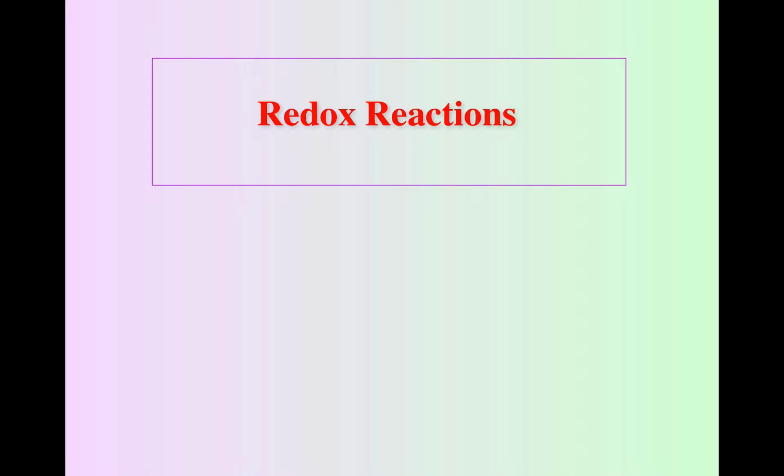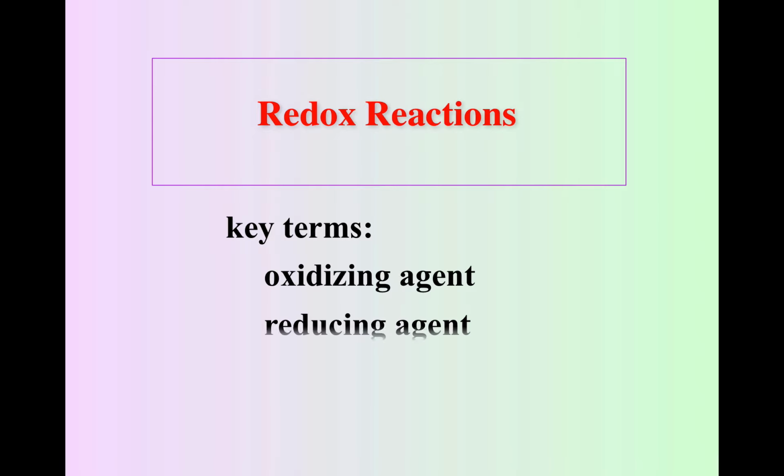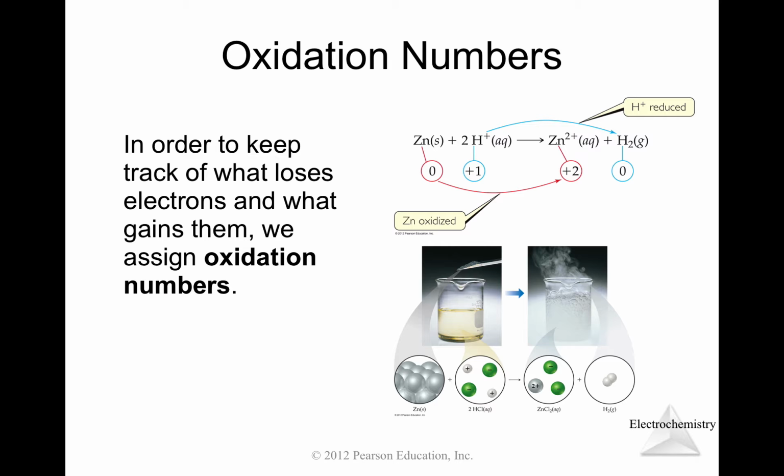Redox reactions. So there's an oxidizing agent, something that's taking the electrons. There's a reducing agent, something losing the electrons, and we keep track of this using oxidation number. So I like this graphic, right? In order to keep track of what electrons are lost or gained, we assign oxidation states.